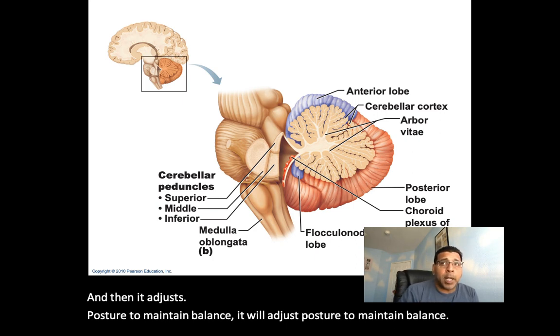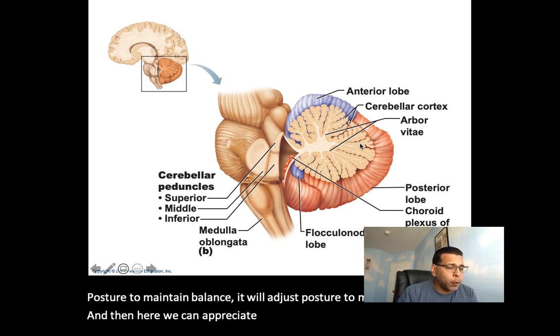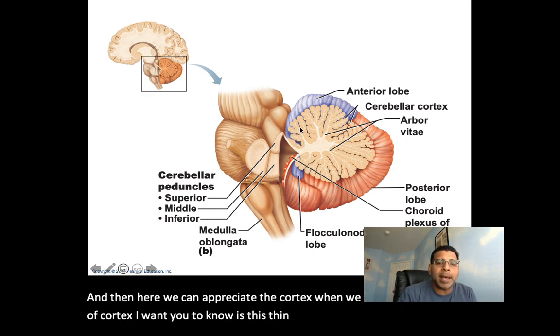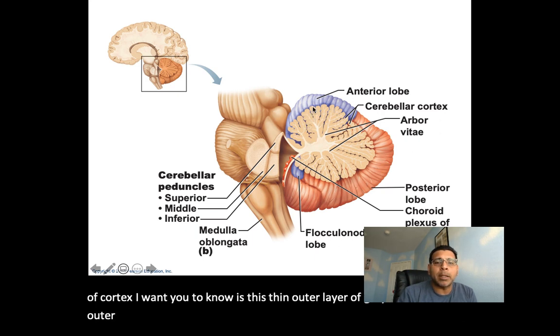And then here we can appreciate the cortex. When we talk about the cortex, I want you to know it is this thin outer layer of gray matter.